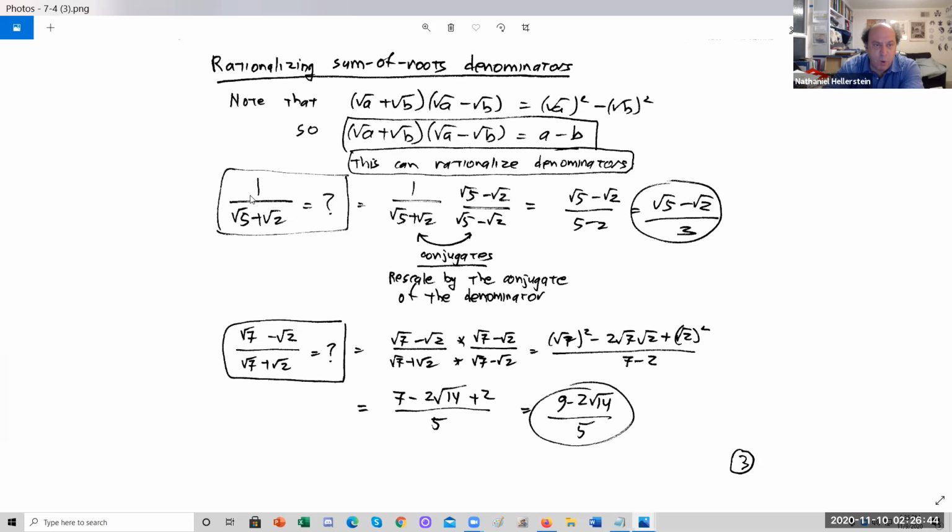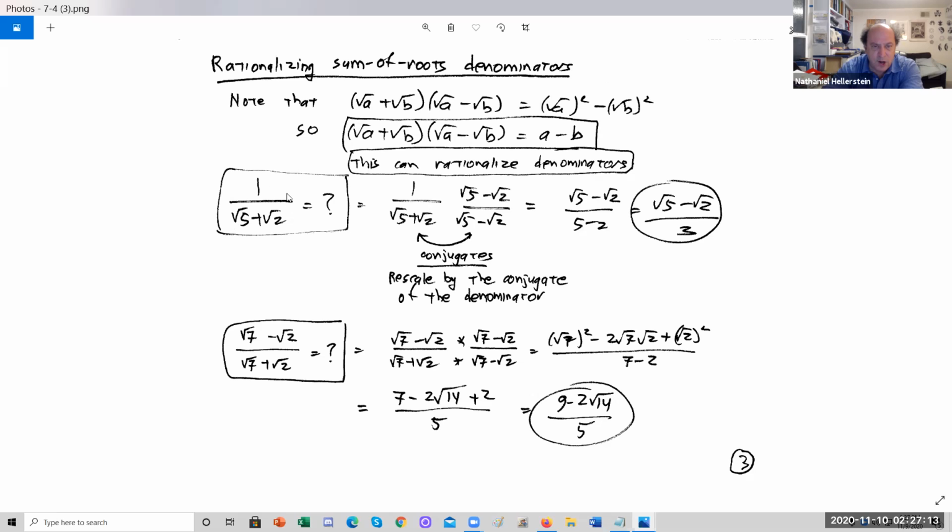For example, 1 over root 5 plus root 2. Root 5 and root 2 are annoying enough separately, and as a sum they're annoying, and dividing by it is even more annoying still. So we want to get rid of the square root signs in the denominator. So what we'll do is multiply the numerator and the denominator by root 5 minus root 2. Okay, when you have a sum of roots and a difference of roots, these are called conjugates.